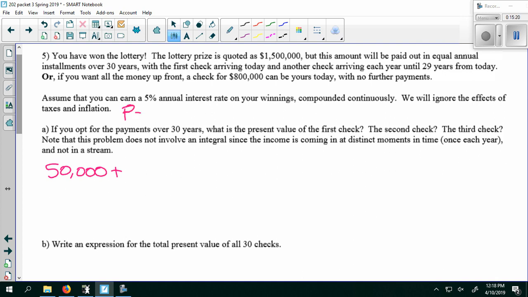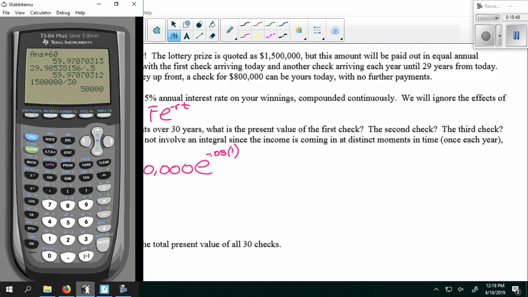And the way we calculate it is this formula: present value is future value times e to the negative RT. My future value is $50,000 because the check is going to be written for $50,000 in the future. Then to bring that back to the present value, I multiply times e to the negative 0.05. The amount of time is 1 year. I have to go back in time 1 year, so that is going to give me some amount that's smaller than $50,000. Let's just see what it is.